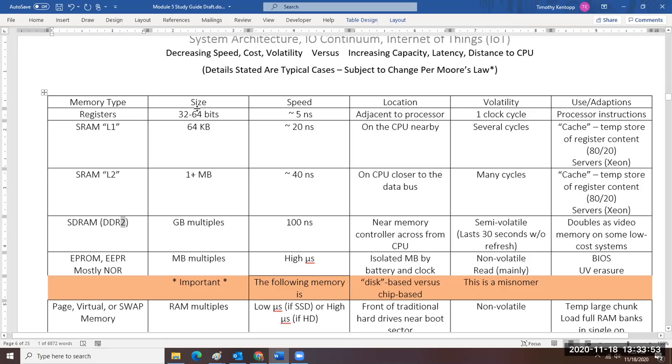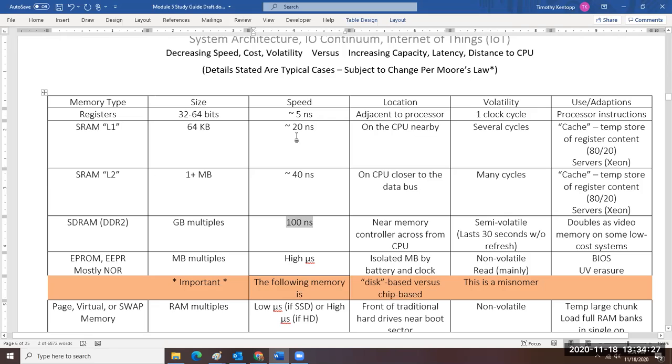But one thing I want you to understand is how this table is arranged. The further down the memory type you go, the further away from the CPU it is. The further down this table you go in this column, the larger the memory tends to be. The further down in this column you go, the slower it tends to be. Do not let this confuse you. This is not a faster speed. It looks like this is faster than this speed. This is the amount of time in nanoseconds.